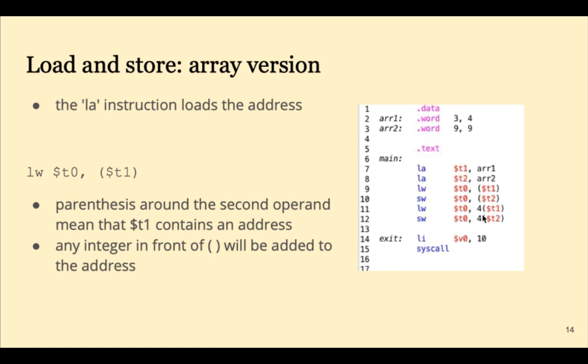The second load word pair do exactly the same thing, except that now we're adding 4 to the contents of T1 and 4 to the contents of T2. Recall that MIPS words are 4 bytes, and that's why we add 4 to the address to access the second elements.